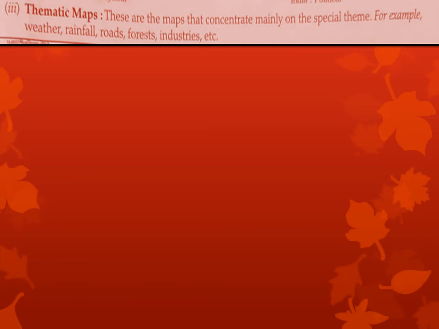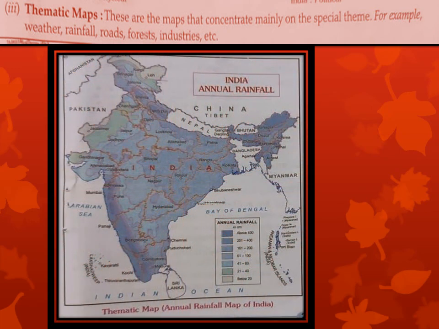Now we have thematic maps, and these are the maps that concentrate mainly on a spatial theme, for example, weather, rainfall, roads, forest, industries, etc. So here we have a thematic map which is showing the annual rainfall of India. You can see the various colors showing the range of the annual rainfall.